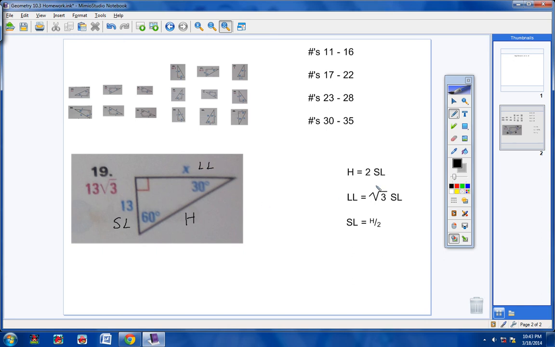Okay, anytime you're trying to find the longer leg, you take the shorter leg and you multiply it by the square root of 3. So here's your shorter leg, 13. We're going to multiply it by the square root of 3. And as soon as we do that, we now know the length of the longer leg, x, 13 square root of 3. Okay, not too bad. Let me grab a drink here and keep right on going.